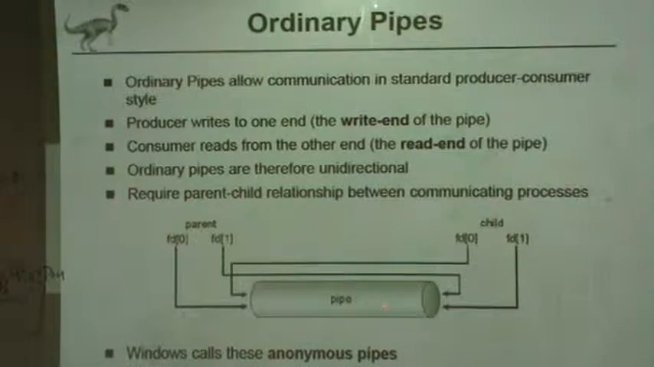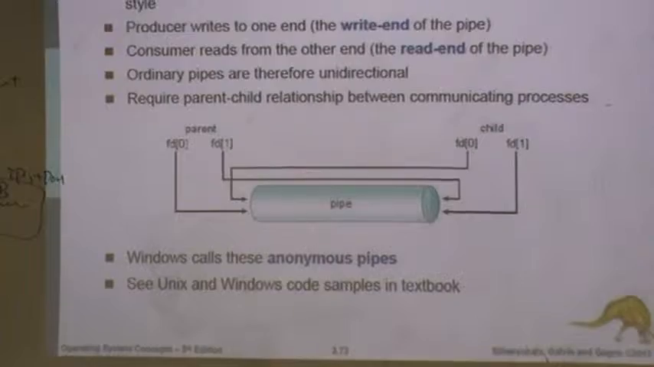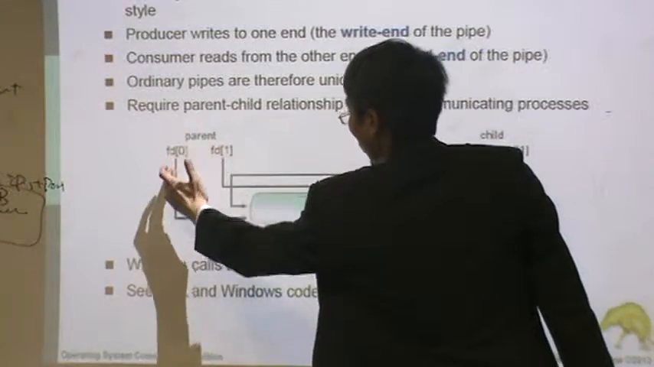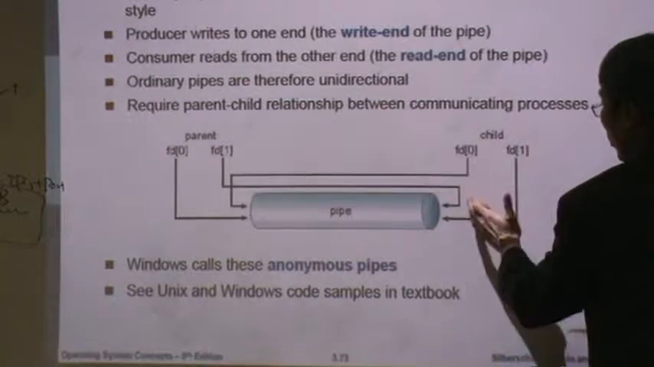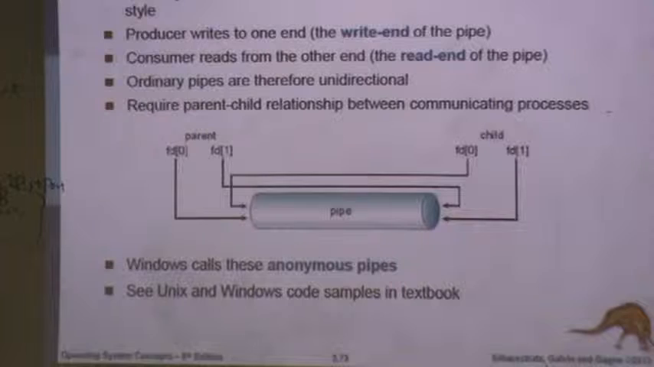So that is the pipe. This slide shows you the parent and child. If you allow only one direction, parent only sends the data and child only receives the data. That is one direction. But if you want to establish bi-directional, even from the child side, you can specify the pipe. Okay, then it can be bi-directional like this.